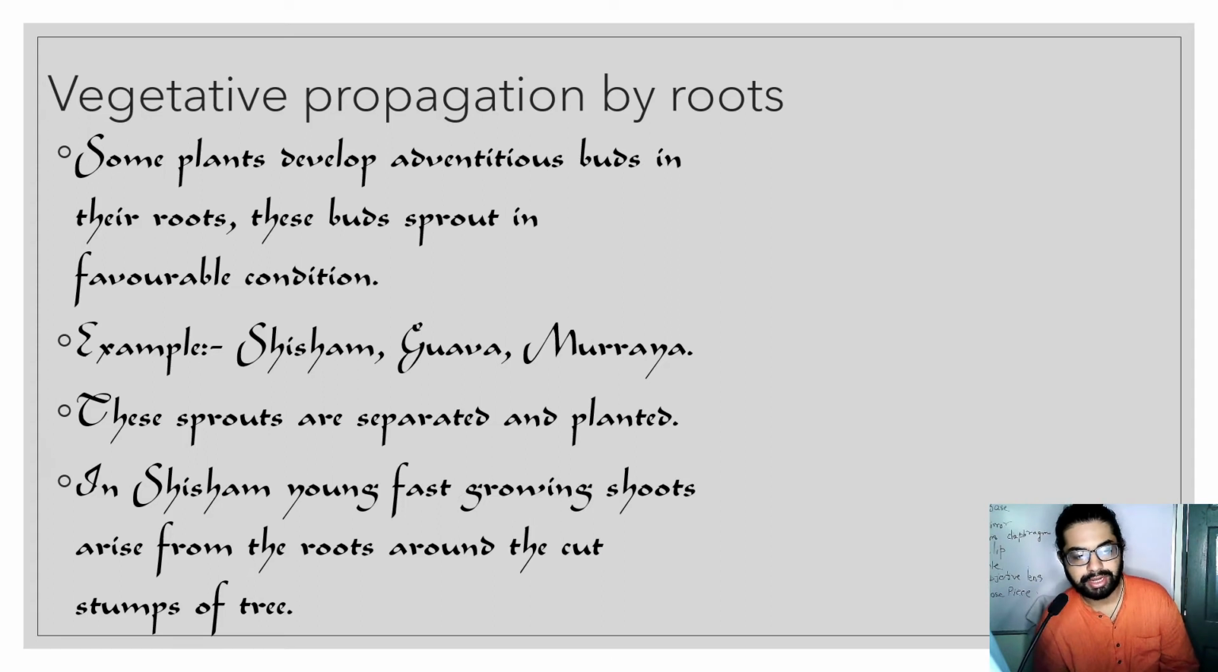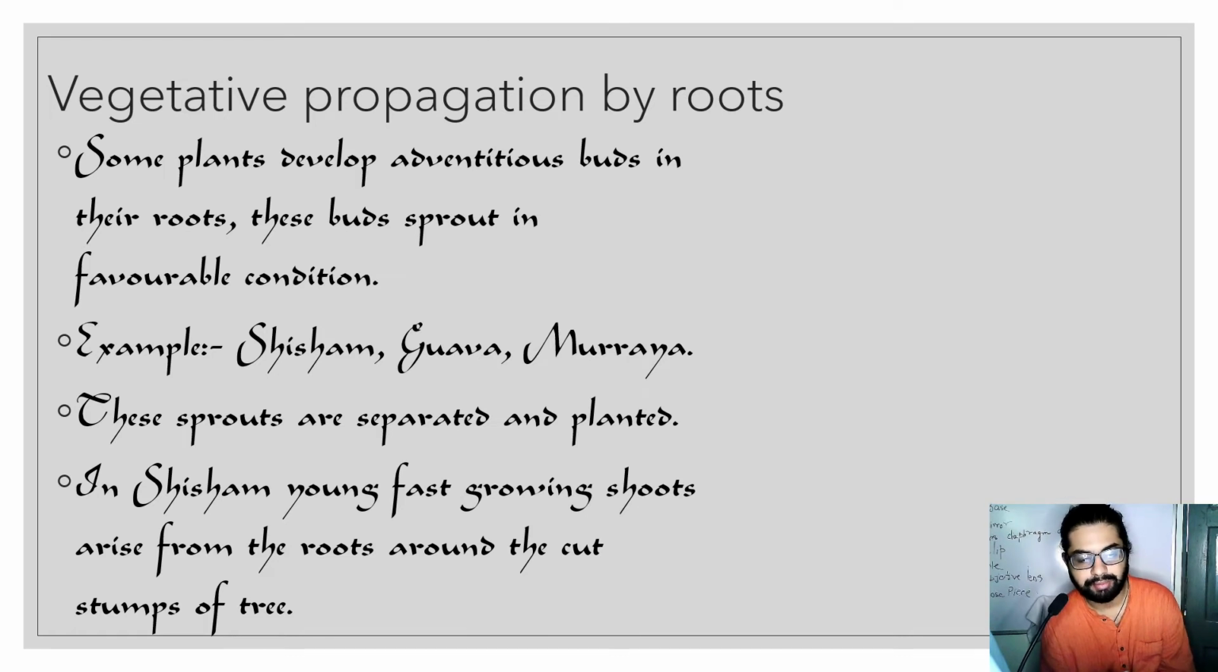Vegetative propagation by roots. Some plants develop adventitious buds, as I said, in their roots. These buds sprout in favorable conditions. So adventitious buds can develop in the roots or stem or in the leaves, that is the margins of the leaves. But here it is given vegetative propagation by roots, which means the adventitious buds will form in the roots and these buds will sprout into new plantlets upon finding suitable conditions. This is found in shisham, guava, murraya. These sprouts are separated and planted.